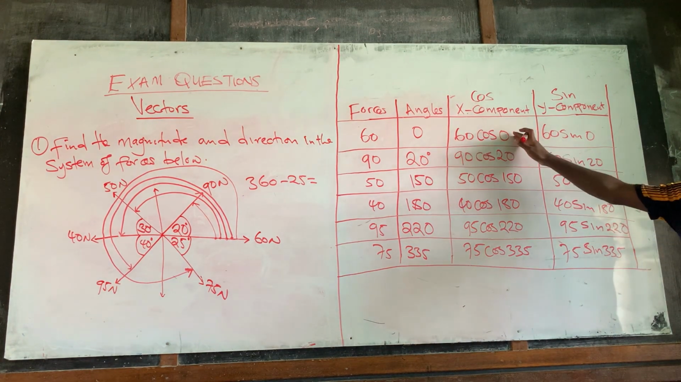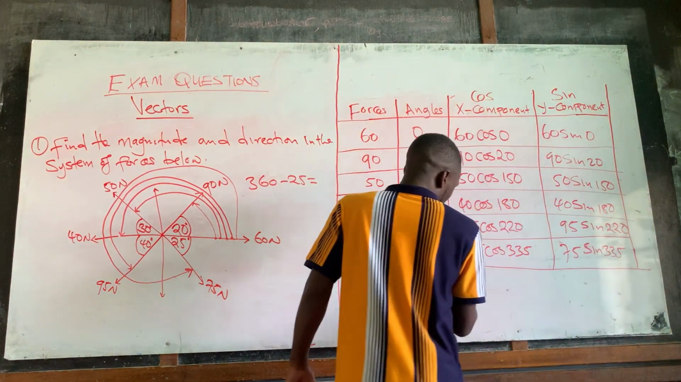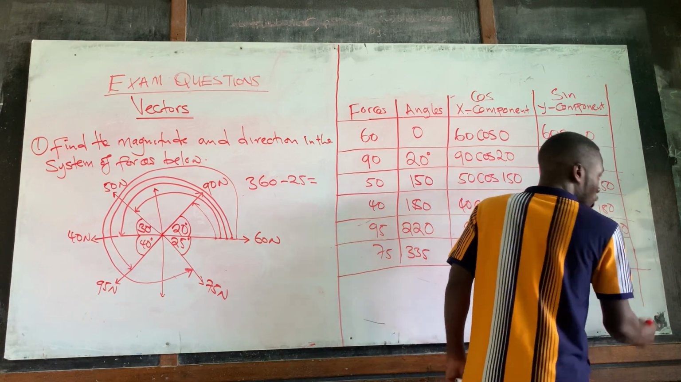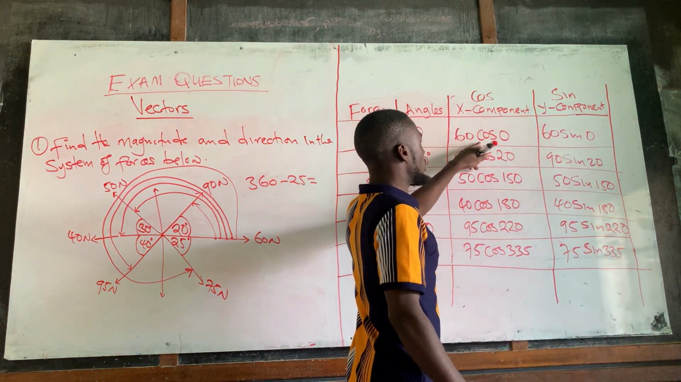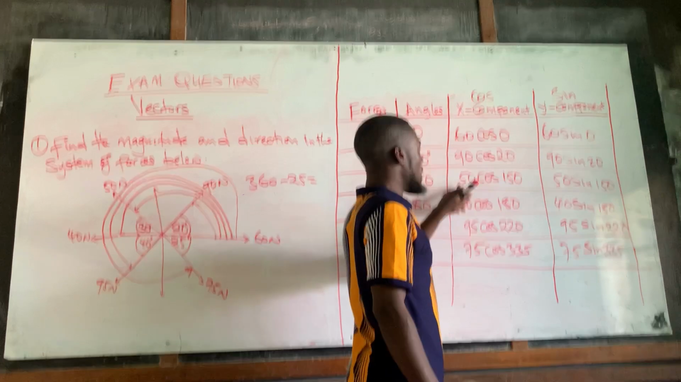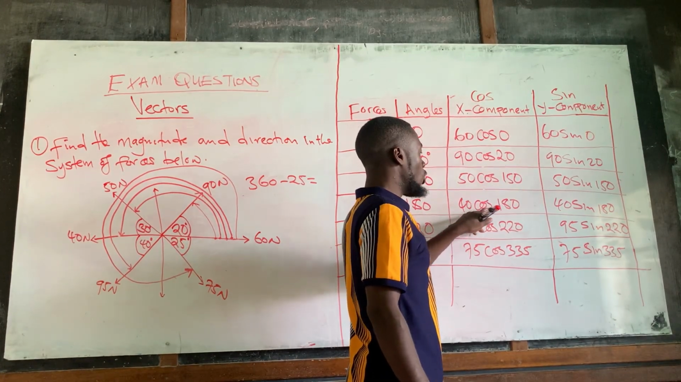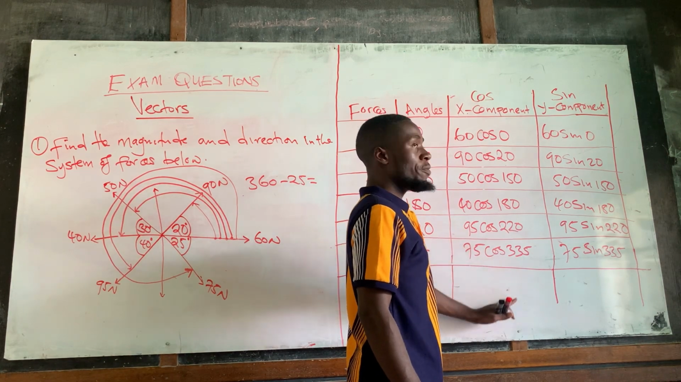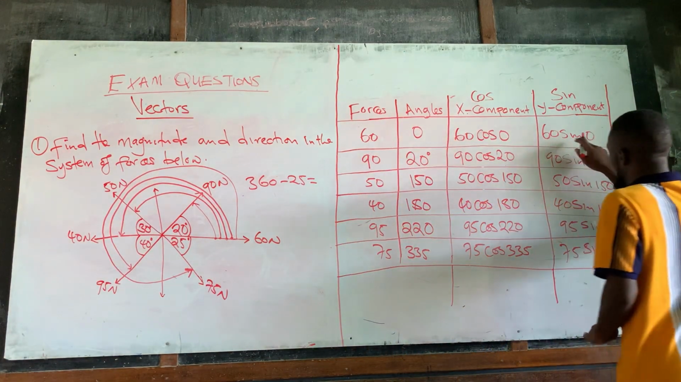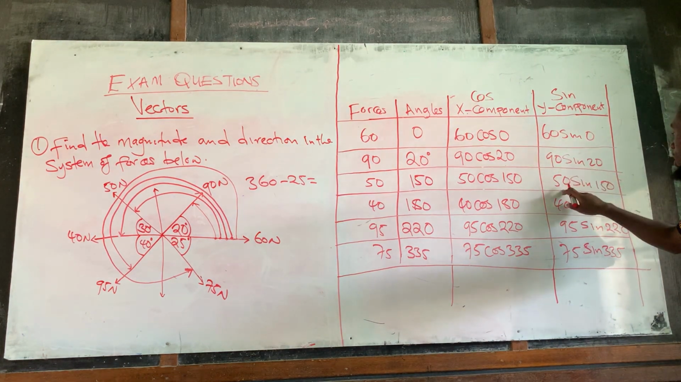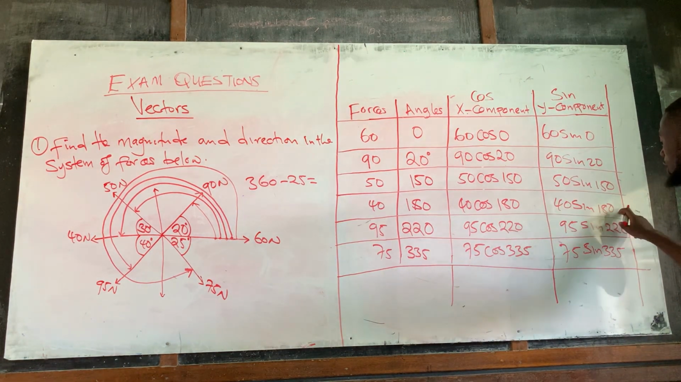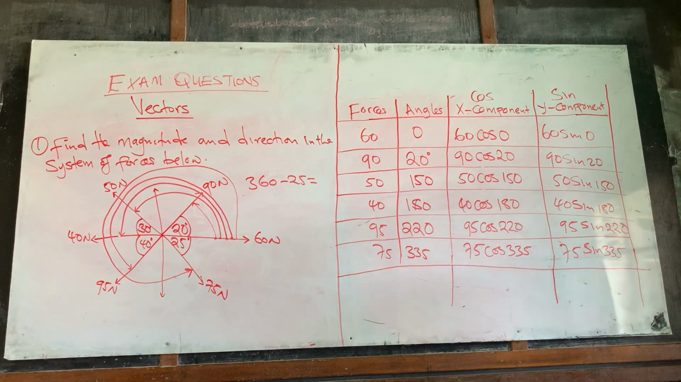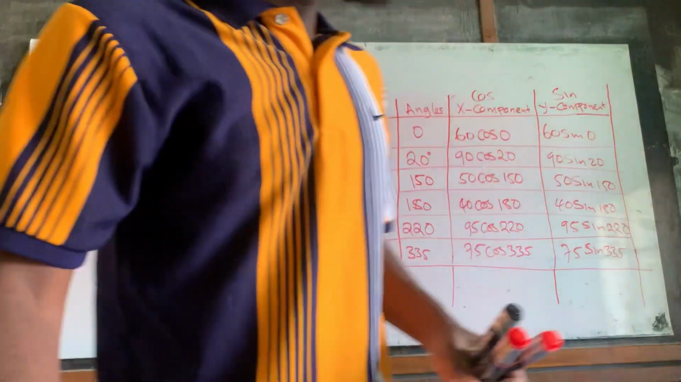You add this. You need to add this. You find the total here. So down here you need to find the total, and here to here you need to find the total here. So we need to add this 60 cos 0 plus 90 cos 20 plus 50 cos 150 plus 40 cos 180 plus 95 cos 220 plus 75 cos 335. We find the total here. If in here you say 60 sine 0 plus 90 sine 20 plus 50 sine 150 plus 40 sine 180 plus 95 sine 220 plus 75 sine 335, we find the total here. Okay? So now let's add them.